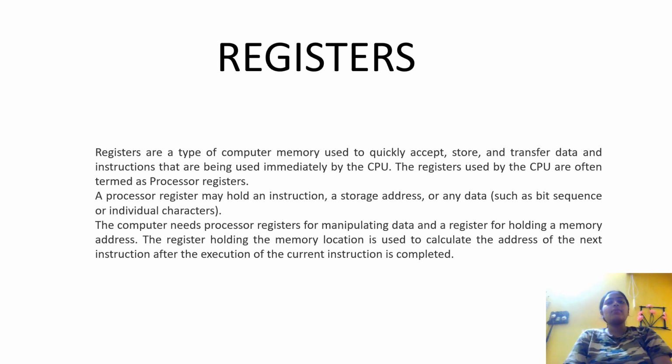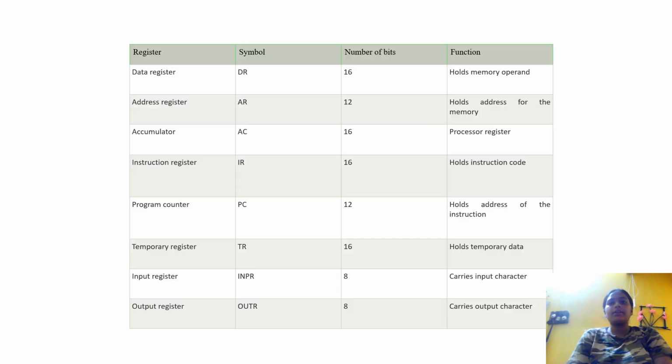A processor register may hold an instruction, a storage address, or any data. A data can be a sequence or an individual character. The sequence of data can consist of as many characters as it can hold. The computer needs processor registers for manipulating data and a register for holding a memory address. So the computer will mainly require two types of registers, one to hold data and the other to hold a memory address. The register holding the memory address is used to calculate the address of the next instruction after the execution of the current instruction is completed.